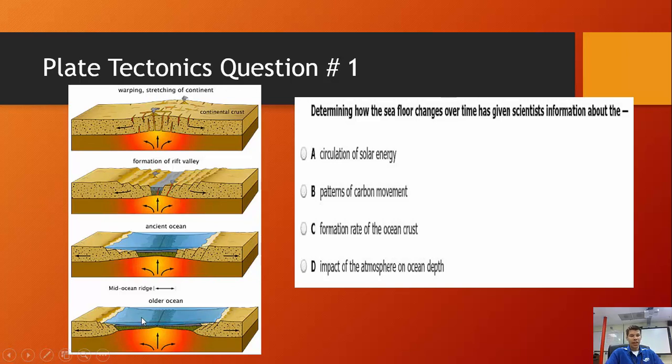And then eventually we get an ocean, and we have an older seafloor over here and a newer seafloor in the middle. And so determining how the seafloor changes over time has given scientists information about the circulation of solar energy? No, it's talking about circulating energy in the asthenosphere inside the Earth. Patterns of carbon movement? No. Formation rates of the ocean crust. Well, that's exactly what we're talking about here: the formation of new seafloor is the formation rate of the ocean crust. So our answer is C.